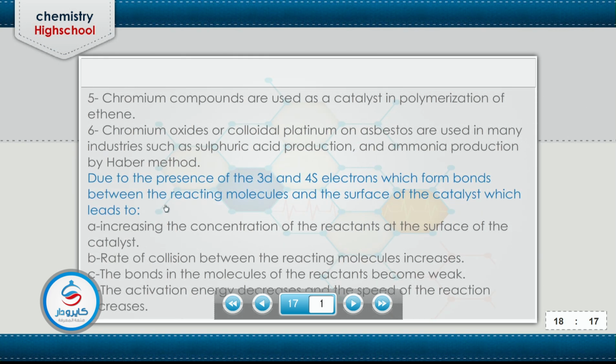Number 5: chromium compounds are used as catalysts in the polymerization of ethylene. Number 6: chromium oxides or colloidal platinum on asbestos are used in many industries such as sulfuric acid production and ammonia production by the Haber method.